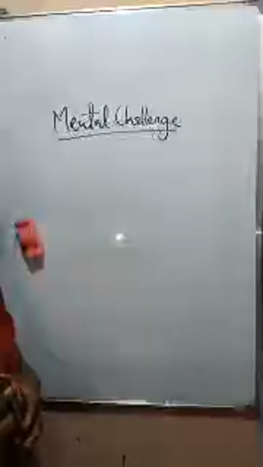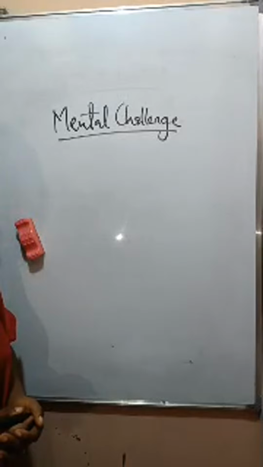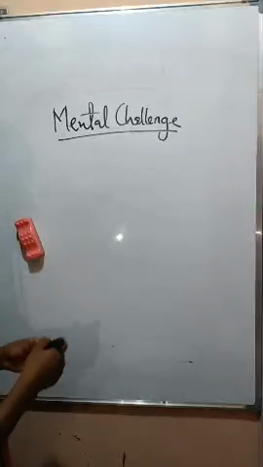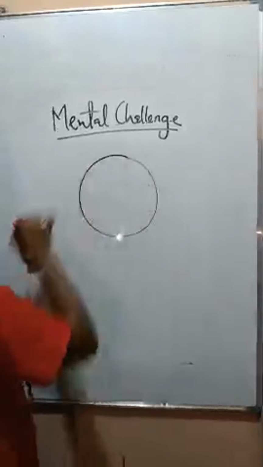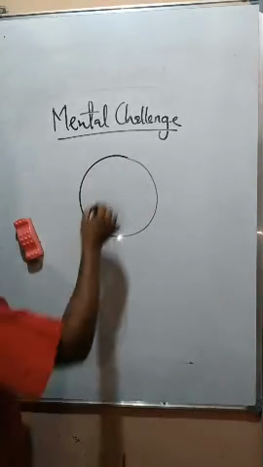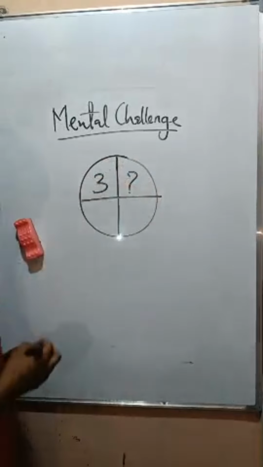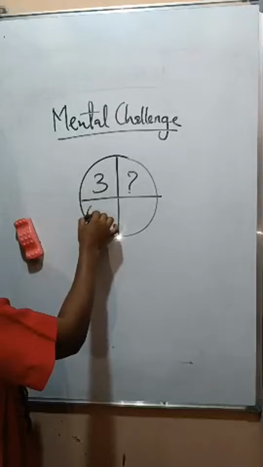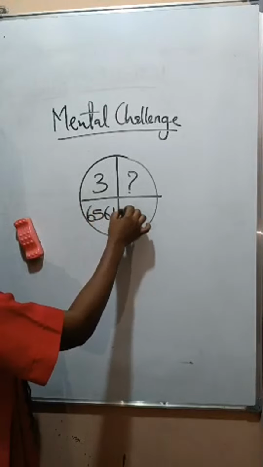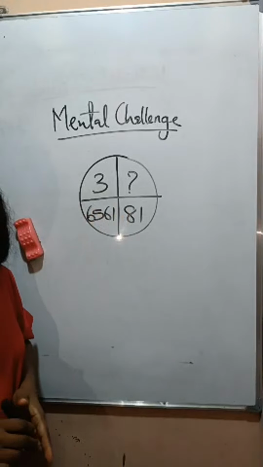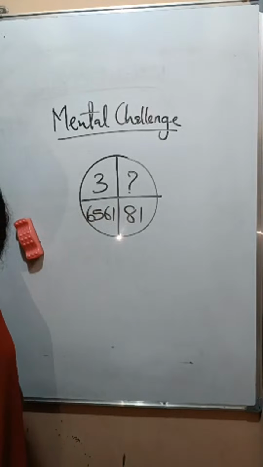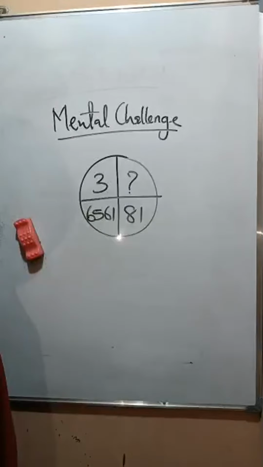I have 5 minus 4. Okay, I think this one will be a bit harder. We have this, we have this, we have this. We have 3. We have 6, 5, 6, 1, and we have 81. So the question says we should find the missing number.